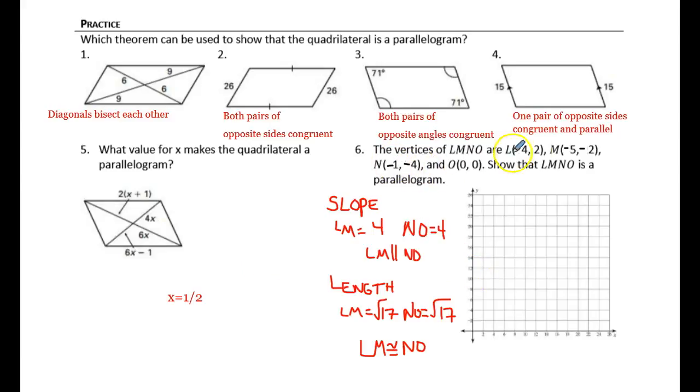And in number 6, I wanted you to draw out your image. I chose to use sides LM and NO, but you could use the other two sides if you'd wish. I found that the slope of LM and NO were congruent, so that meant they were parallel, and that the length of LM and NO were also congruent. So therefore, I have one pair of opposite sides that are both congruent and parallel. So therefore, LMNO is a parallelogram.